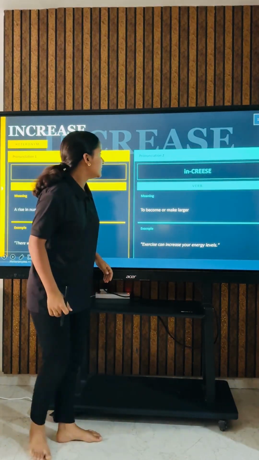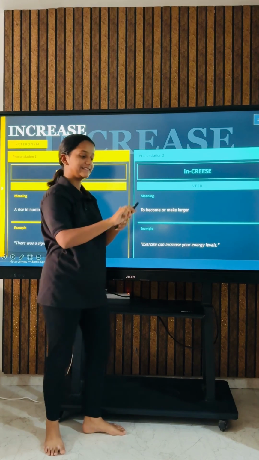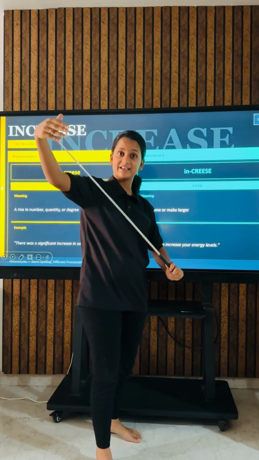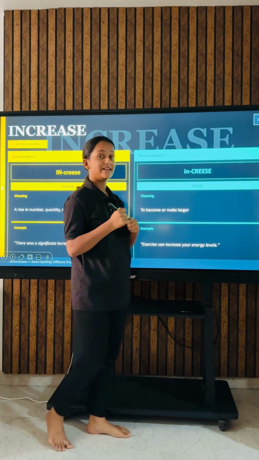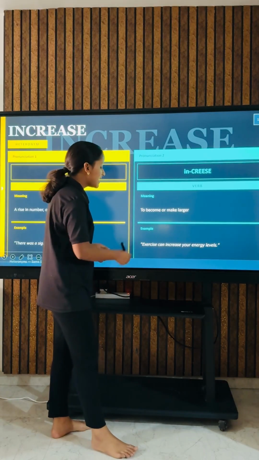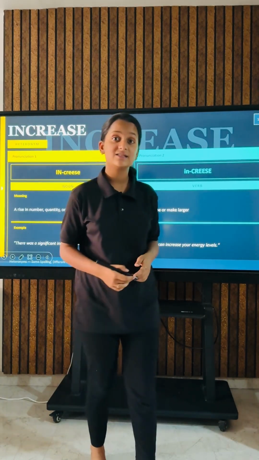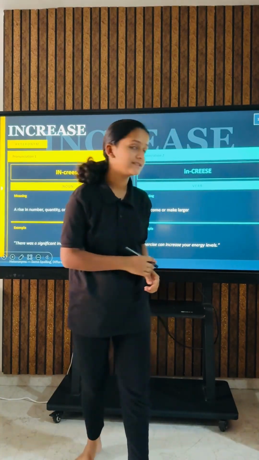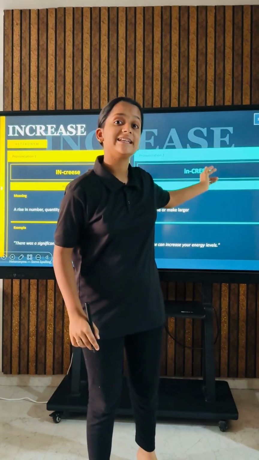Then we have pronunciation 2, which is increase. It's a verb. The meaning is to become or make larger. Example: exercise can increase your energy levels. So there's a difference between increase and increase.